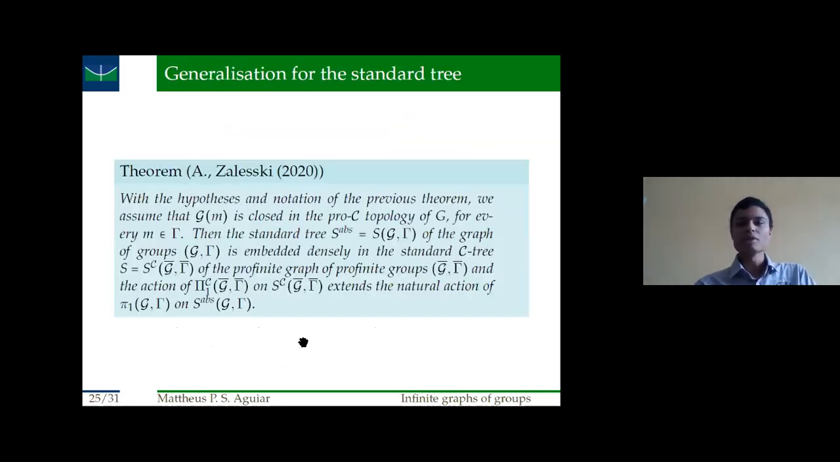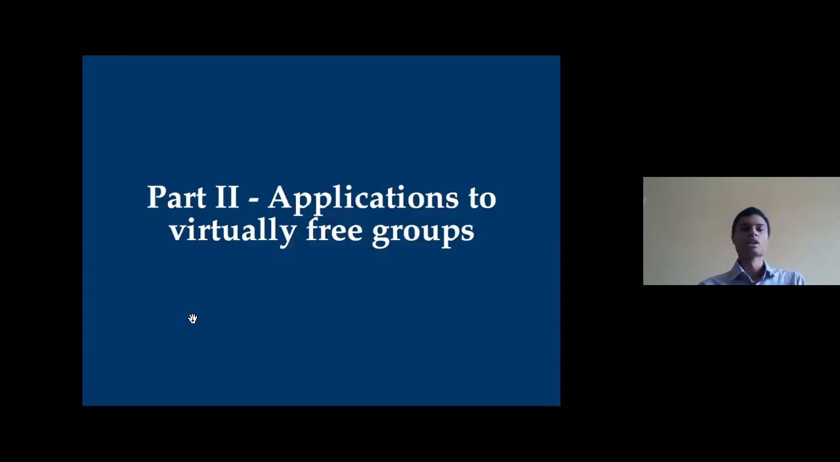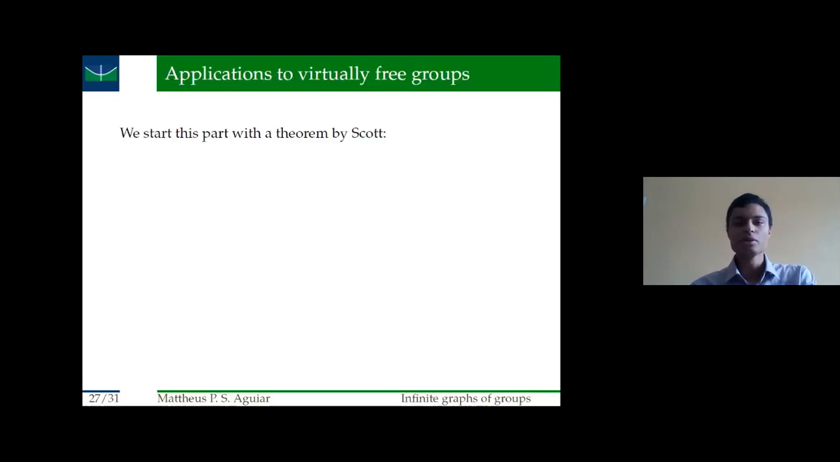So we can generalize this also for the standard tree, and we assume the same hypothesis, and we ask in addition that G_M is closed in the pro-C topology of G for every M. Then the standard tree is densely embedded in the standard C tree, and the action extends the natural action on the abstract case. So part 2 is the application to virtually free groups.